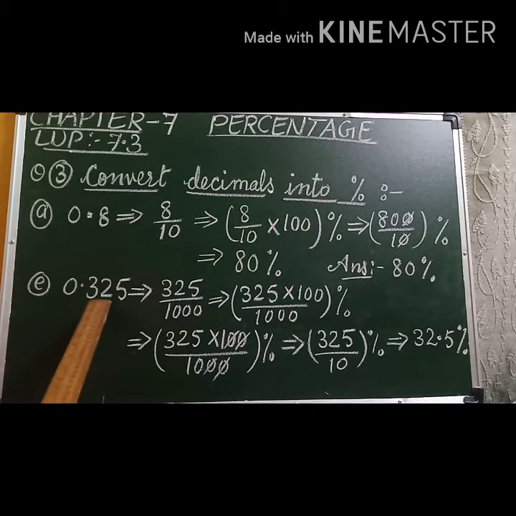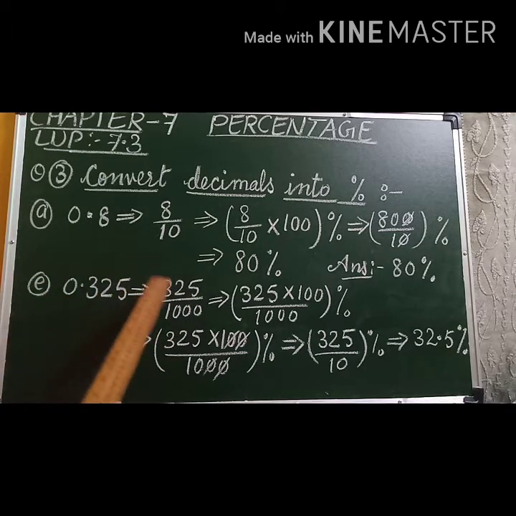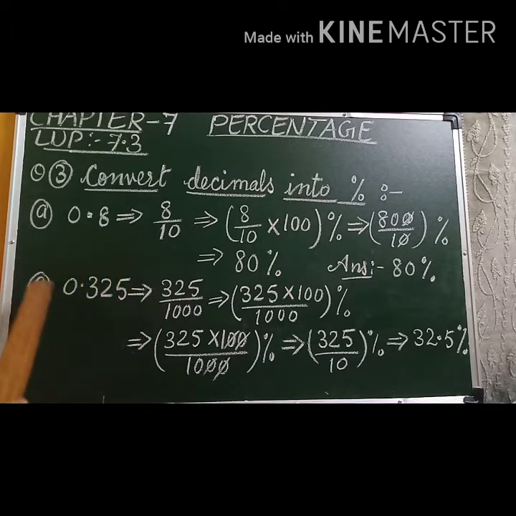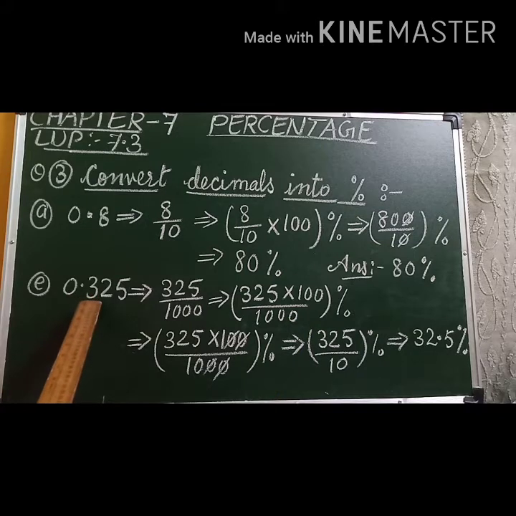In the next question, 0.325. So how to convert this into percentage? Again we have to convert this decimal first into a fraction. First we have to convert this decimal number into a fraction, then the fraction into percentage. So how can we write it as a percentage?